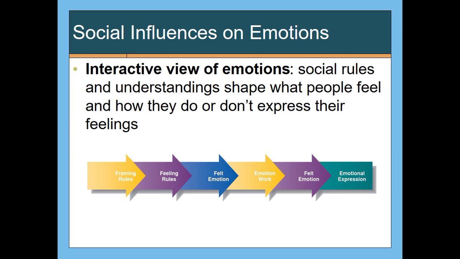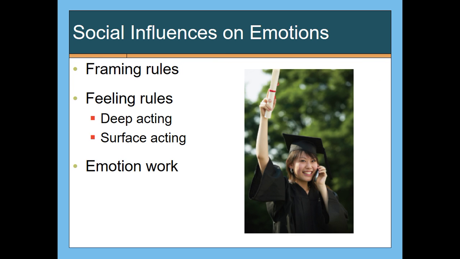And then the last one is the interactive view, which basically says that society helps to shape how we view our situations and what emotions will come from a situation, based on what society says is appropriate or what cultural experiences we've had in the past, and that helps to shape how we feel about situations. So we're going to talk about this some more on the next slide. These are social influences on emotion.